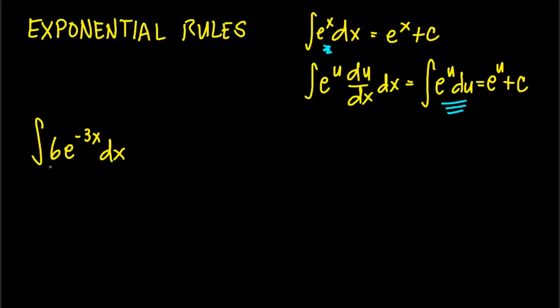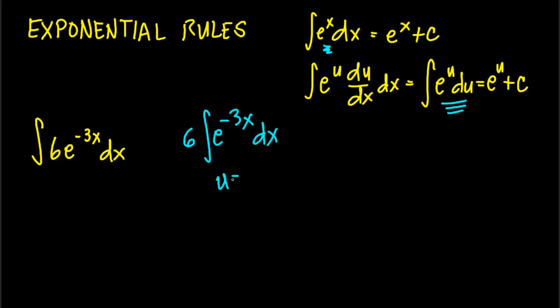So, for example, aton diri nga makita, it's 6 times e raised to negative 3x. Si 6, di ba, magwala na siya. So, ang aton constant pagwaon. And then, you can concentrate with e raised to negative 3x dx.